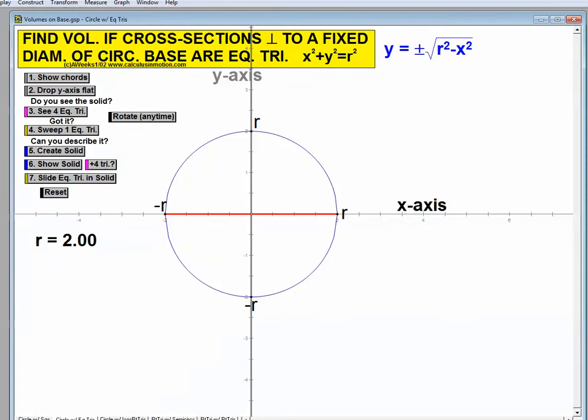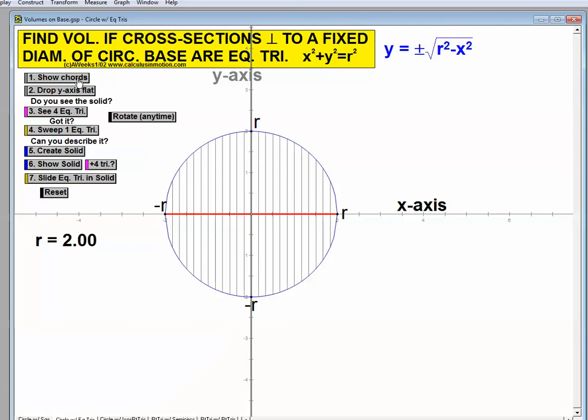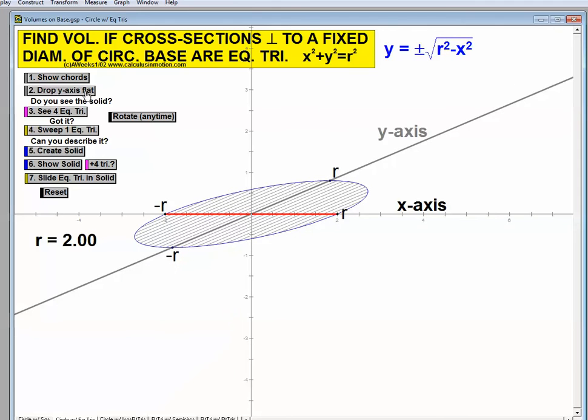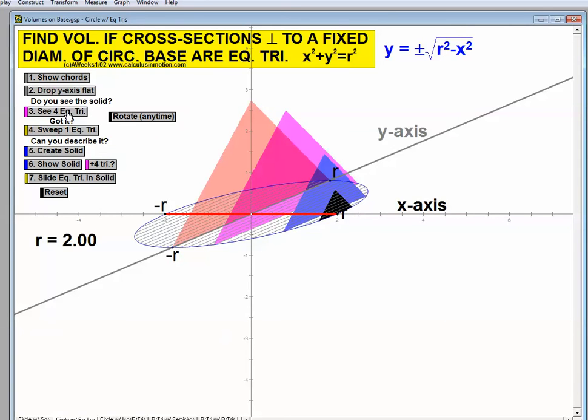So let's try this. Here is a circular base like we graphed to begin with. If I slice perpendicular to the x-axis, this is our bird's eye view. This is what we see, those slices. Now, if I drop the y-axis flat, you can start to get an idea that this is going to be the flat surface on which I'm going to build the cross sections. Remember, our problem said the cross sections are equilateral triangles. Let's see a few of those slices.